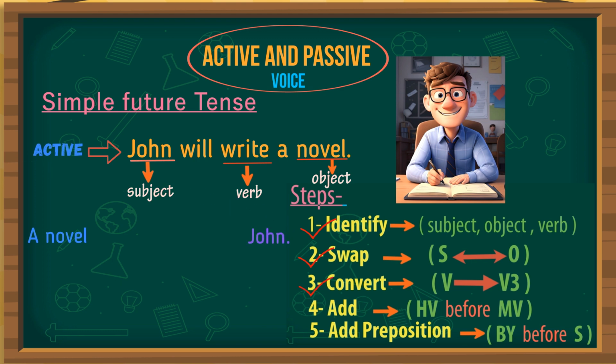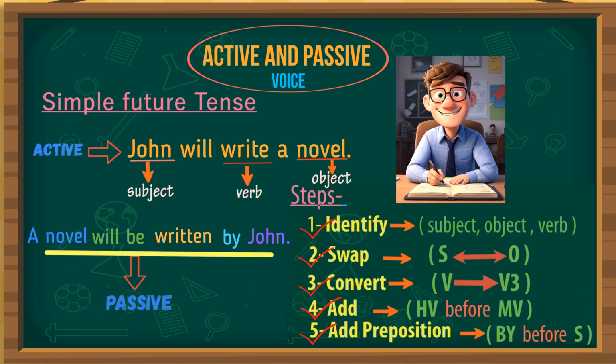Next is convert the main verb into the verb's third form. So, write will change into written. Add a helping verb of to be. Will be is retained. Complete the sentence with by before the subject. By is placed before John. Now the passive voice sentence is: a novel will be written by John.